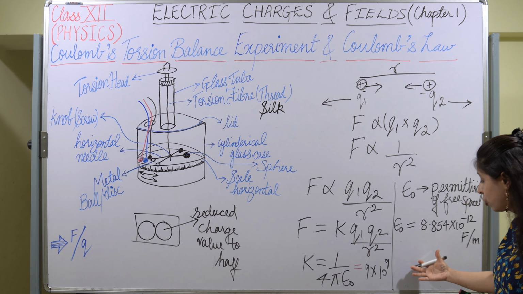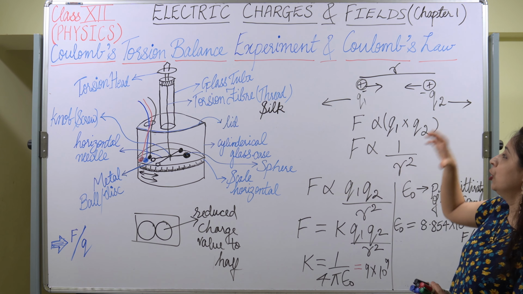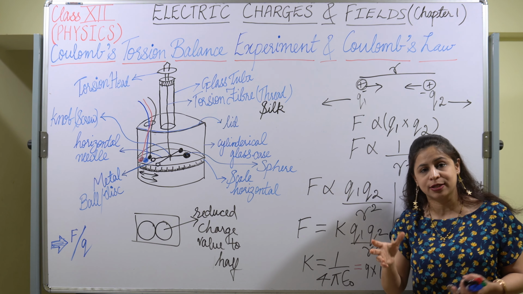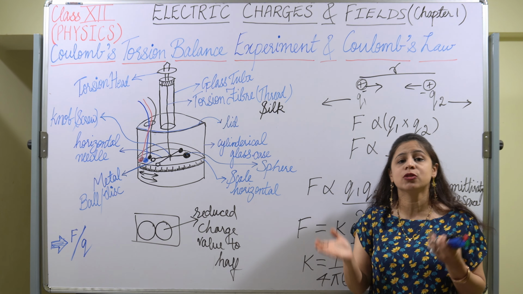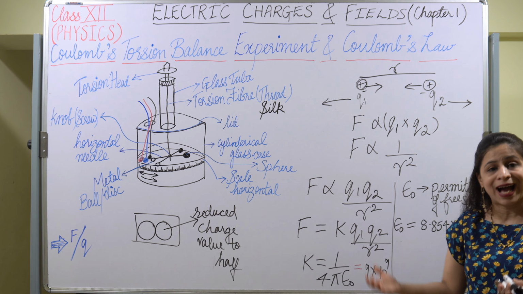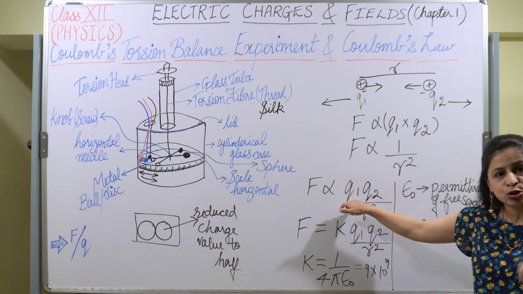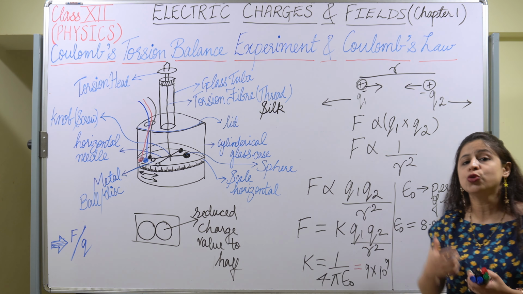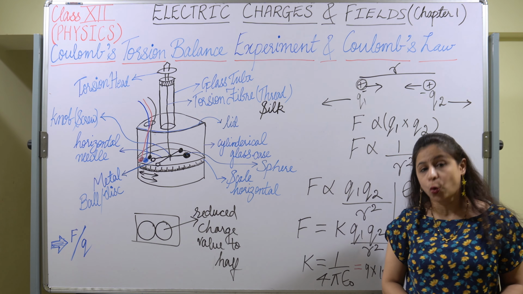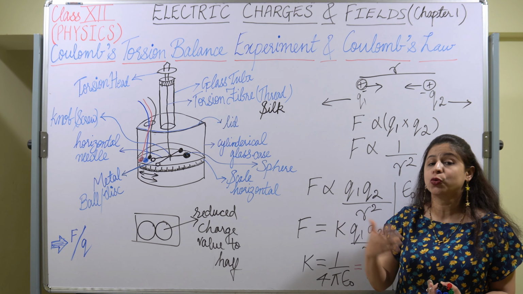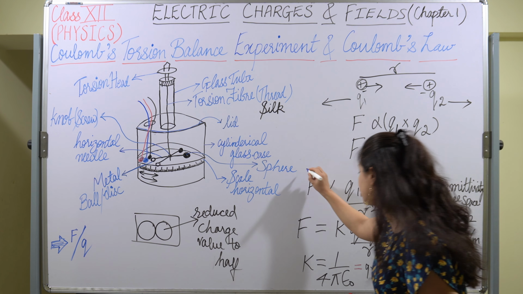So this is all the Coulomb's law. Coulomb's law states that the force between two static charges, whether attractive or repulsive, has a magnitude directly proportional to the product of the magnitudes of the charges, and inversely proportional to the square of the distance between those two charges. So this forms my Coulomb's law.